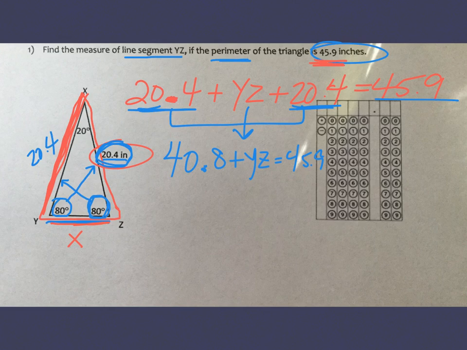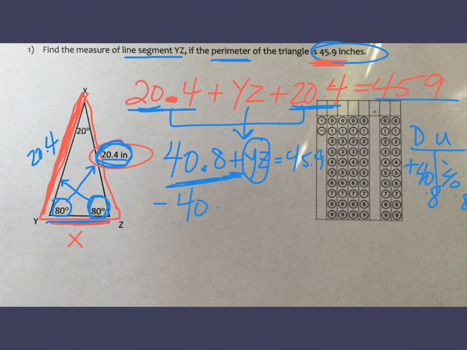So I draw a do-undo. My do right now is adding. We're adding 40.8 to our variable right here, YZ. Add 40.8. So we need to do the inverse. Subtract 40.8. So if I subtract 40.8 from both sides of my equation, 40.8 minus 40.8 becomes 0.